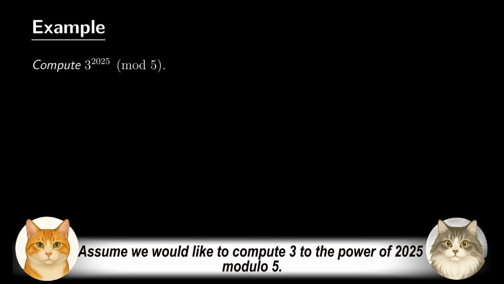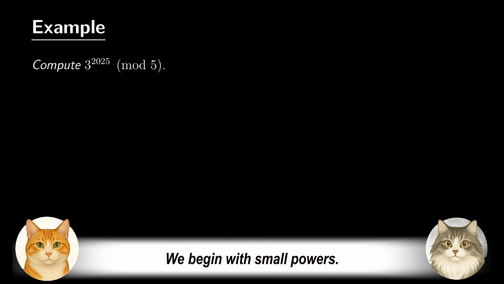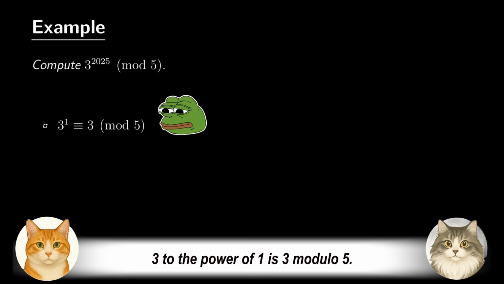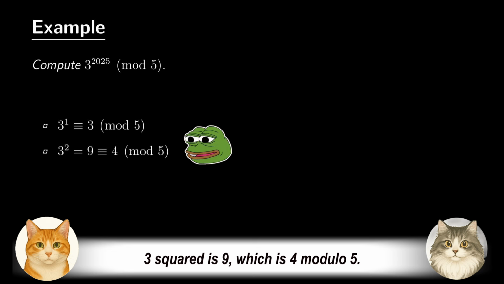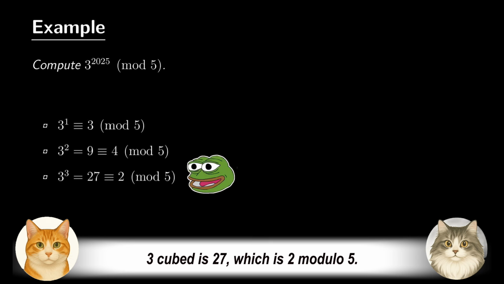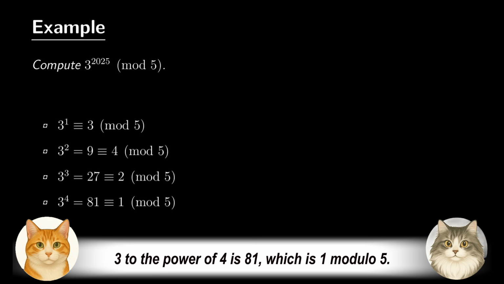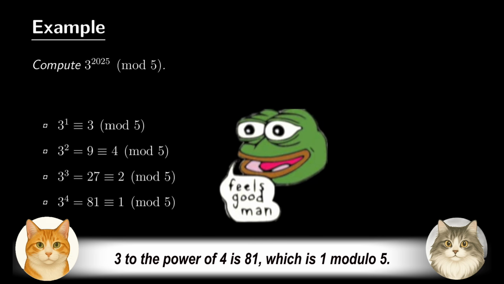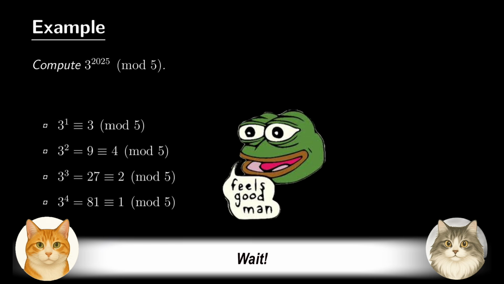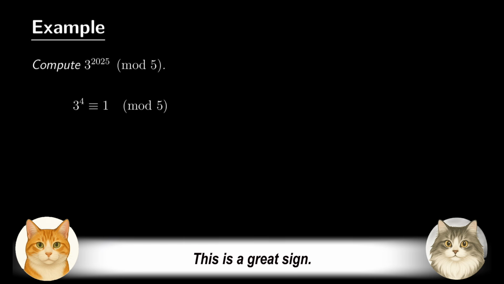Assume we would like to compute 3 to the power of 2025 modulo 5. We begin with small powers. 3 to the power of 1 is 3 modulo 5. 3 squared is 9, which is 4 modulo 5. 3 cubed is 27, which is 2 modulo 5. 3 to the power of 4 is 81, which is 1 modulo 5. Wait! This is a great sign.